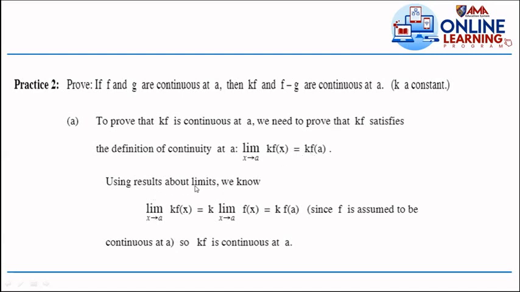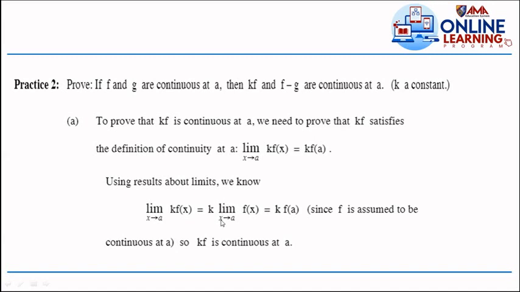So, using results about limits, we know the limit of k f of x as x approaches a, where k is a constant. Okay, ilalabas natin siya. So, using the multiplication property. Tapos, limit of f of x as x approaches a. So, yung k, nandun pa rin dahil constant siya.